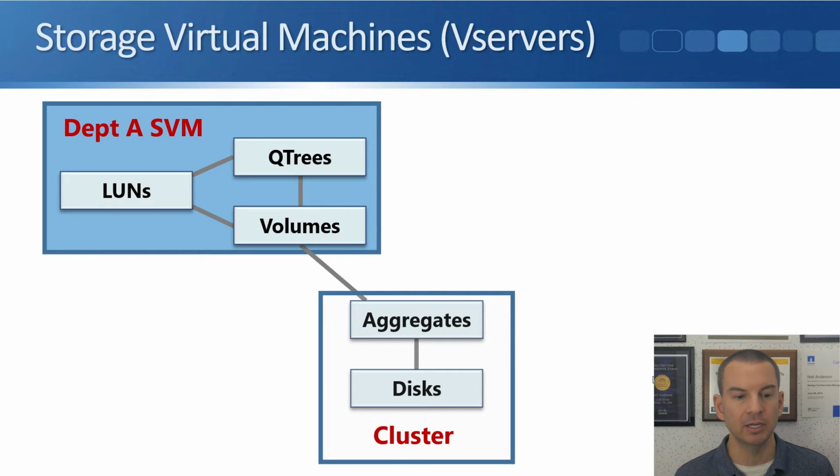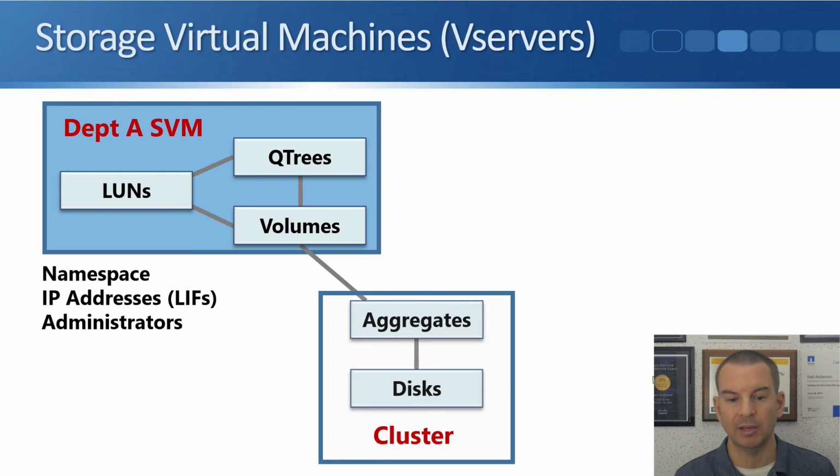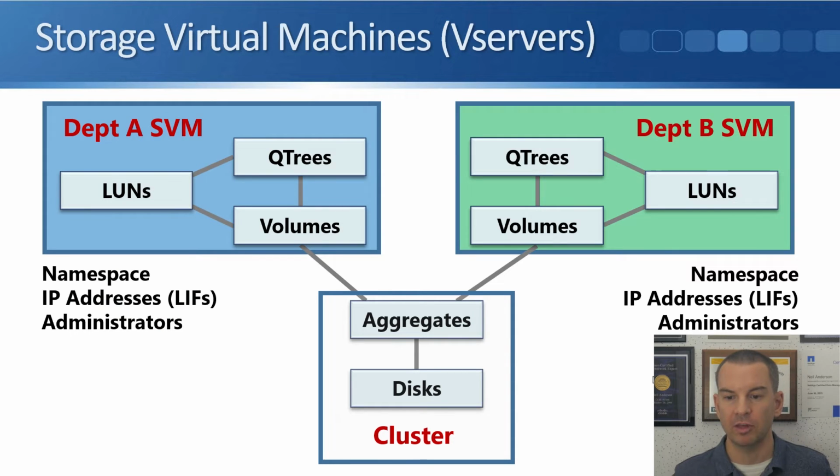So in the example here, you can see we're just using one SVM, the Department A SVM. We could have another SVM as well, which is for Department B in our example. And as you can see, the namespace, the IP addresses, and also optionally administrators can be specific to a particular SVM. We can also have administrators at the cluster level as well.